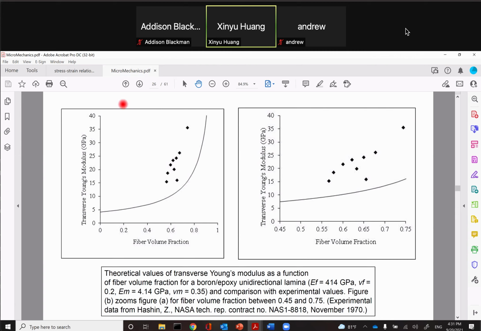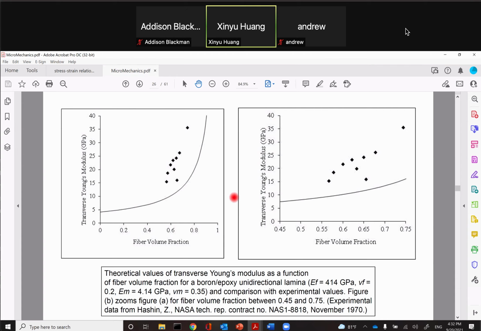Transverse Young's modulus. The theoretical value of transverse Young's modulus as a function of fiber volume fraction for boron epoxy. This is boron epoxy. Fibers 414, matrix 4.14. So these are the data versus model. You can see it's not really dead on prediction. But order of magnitude wise, you're close. Usually a micromechanical model doesn't allow you to get like 1% accuracy, it's impossible. They give you the same order of magnitude. Okay.